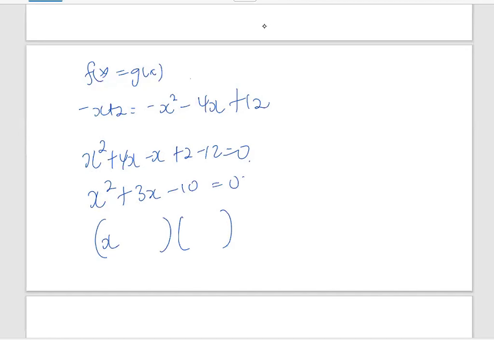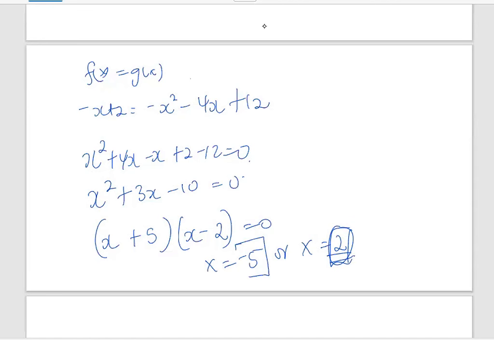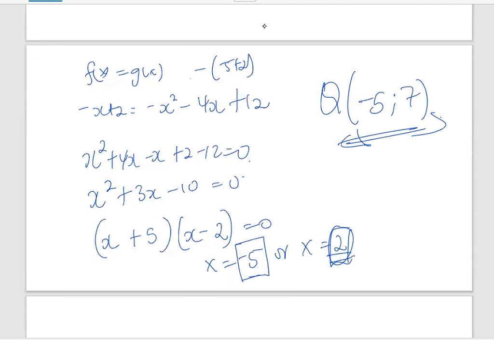Factor that out, or use the quadratic formula. If I make this a plus and that a minus, I think I'll be able to get that expression. X is negative 5 or x is 2. So the 2 was the point of intersection. So our point of interest is this, meaning that the coordinates of Q are going to be negative 5. And then if we get a negative and a negative 5 plus 2, that gives us a 7. So those will be the coordinates of Q.